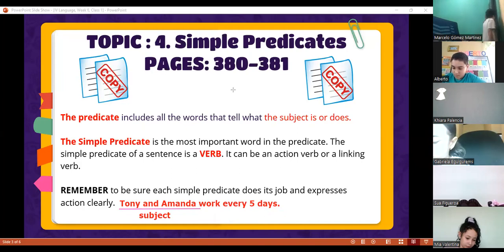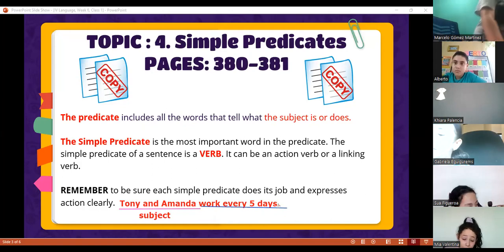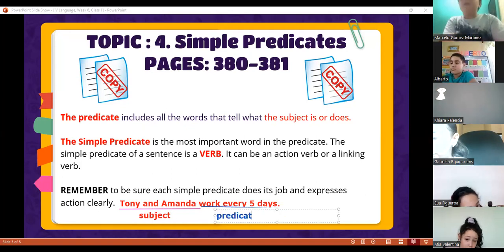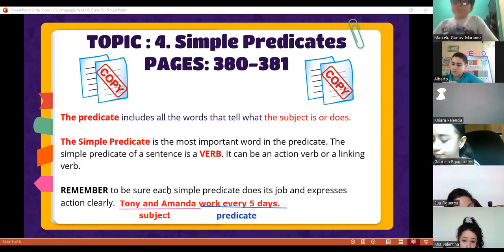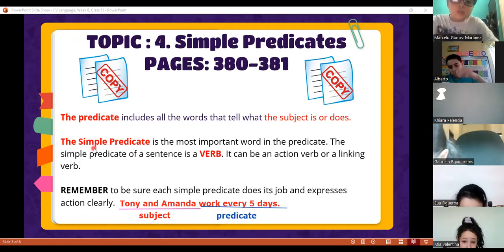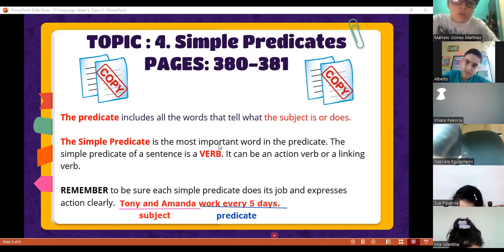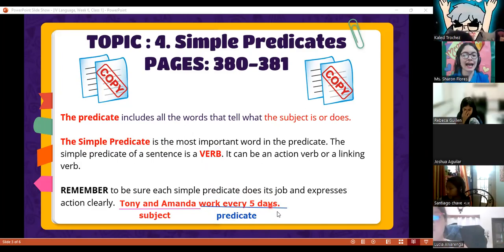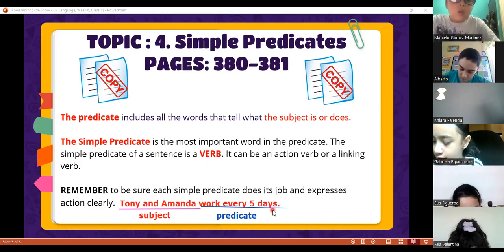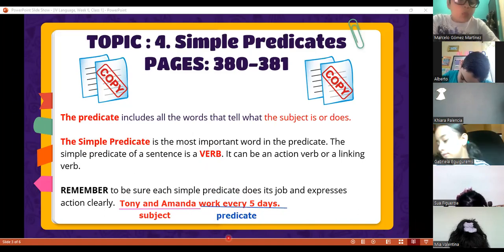Okay, in the other color, blue: work every 5 days, that is the predicate. Excellent. Now, if you notice here, it says the simple predicate is the most important word. What is the most important word in the predicate? The verb. What is the verb in the predicate, class? The action. Work every 5 days is all the predicate, but just one word is the most important.